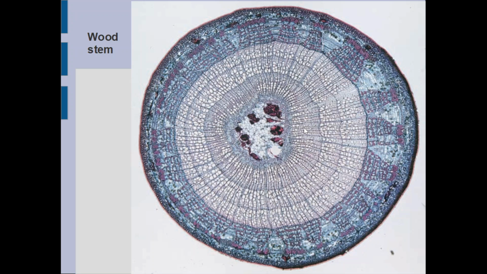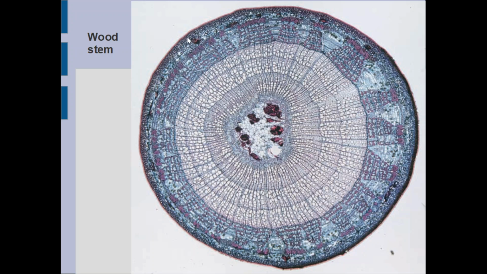And these are xylem tissues with the annual rings. The rings are seen because there is no growth during the winter. And then the vascular cambium is one thin layer here, and then the secondary phloem. So these bundles are secondary phloem.